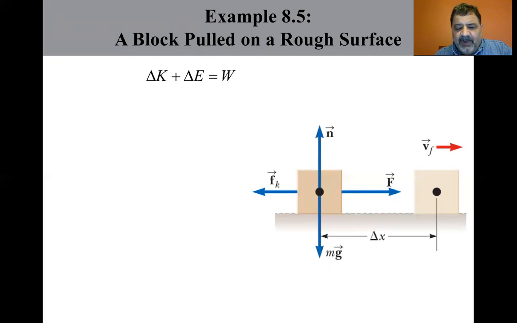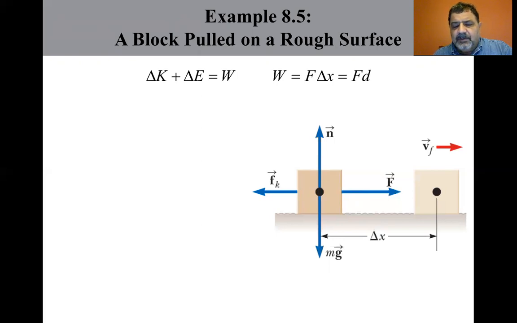We find the work done on the system by the applied force, noting that delta x equals d because the motion is in a straight line. So work is equal to F delta x equals F d. There's no cosine theta because it's all in line.